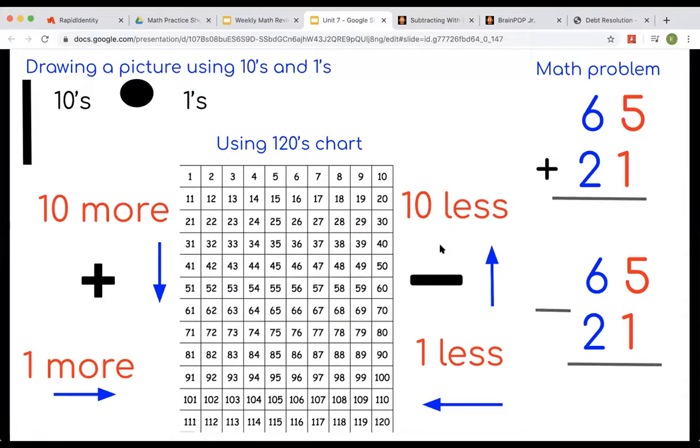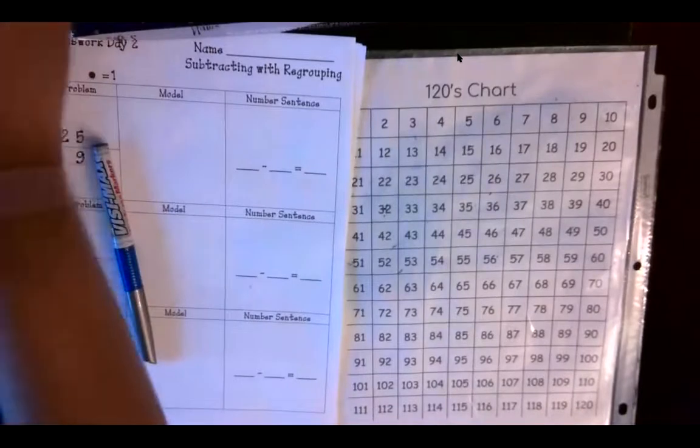So here is our strategies chart. So we use these different strategies to help us. Today, we're going to be working with drawing a picture, so using a model and the math problem. I might even check my work with my hundreds chart, okay? So let's get ready to see how we solve subtraction problems with regrouping.